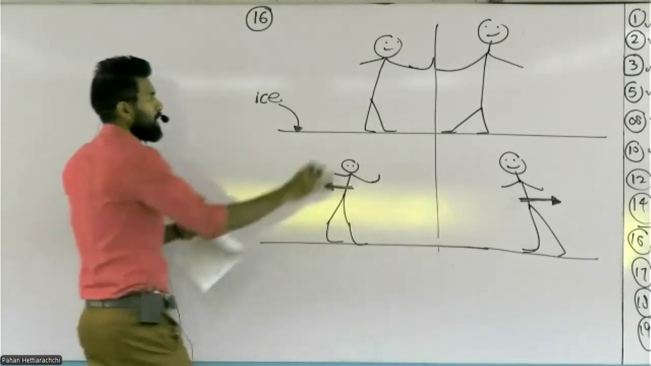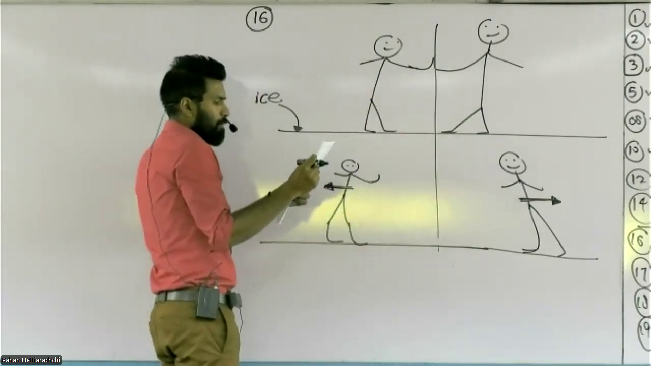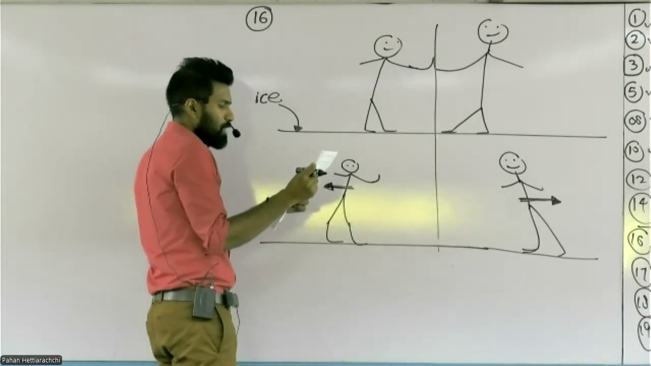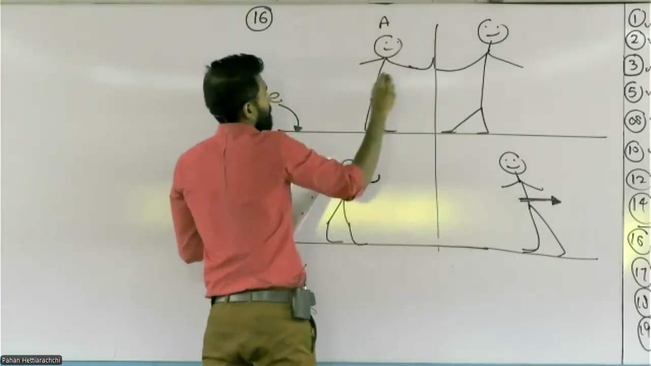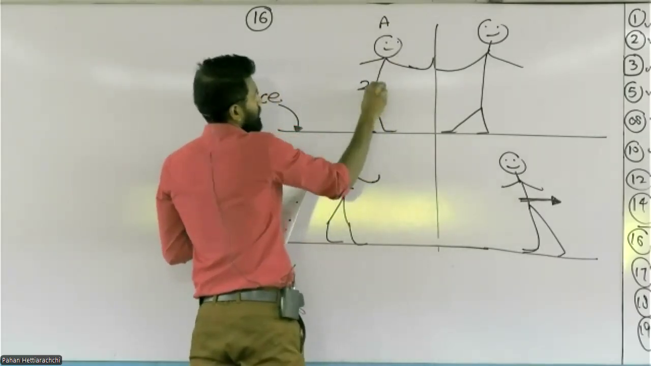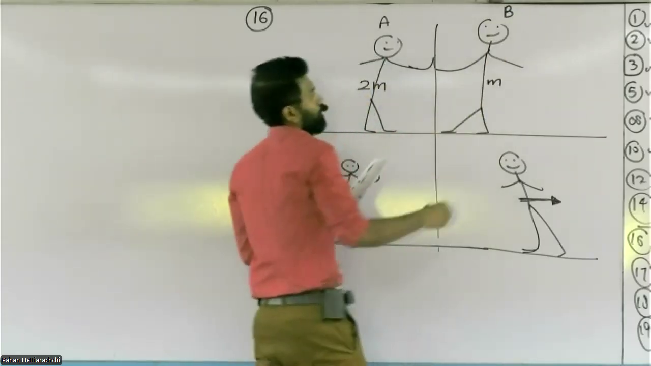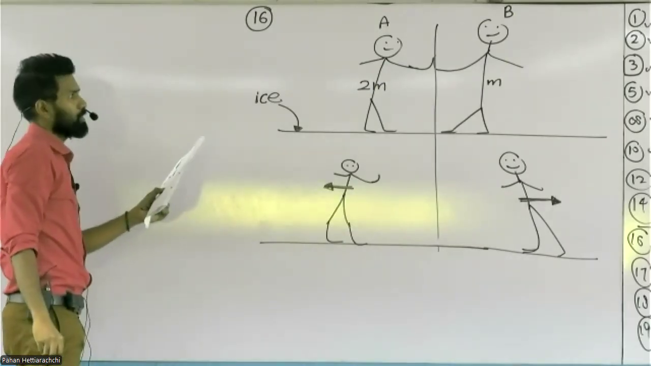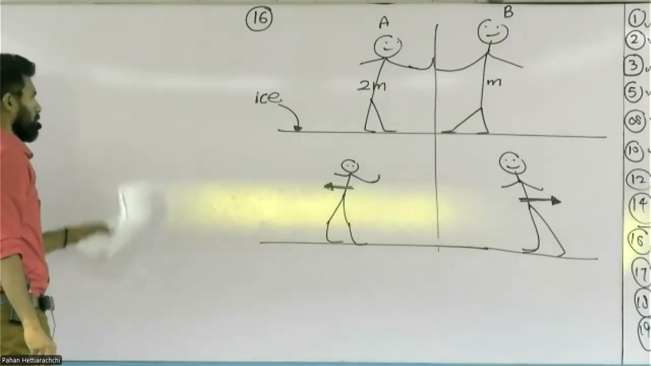Now, initially, there's a comparison of weights. If the mass of A is twice the mass of B, this is child A with mass 2m, and child B is having a mass M. So the masses are 2m and M.